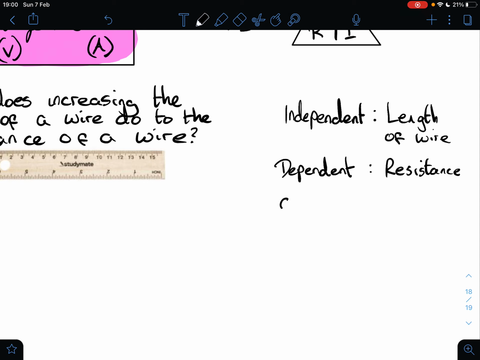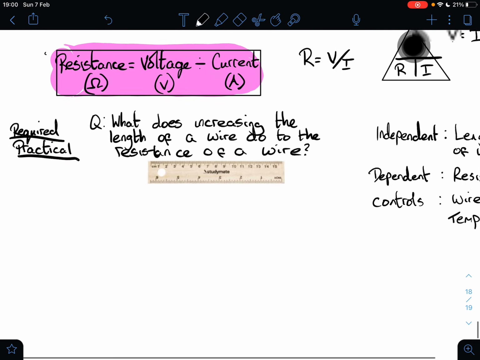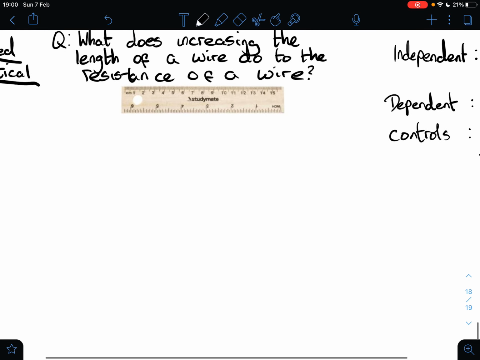And things I'm going to keep the same, so controls, are the wire and the temperature. And we'll talk a lot more about the temperature later. Temperature of the wire, I mean. Okay, so on to why I've put this ruler here.